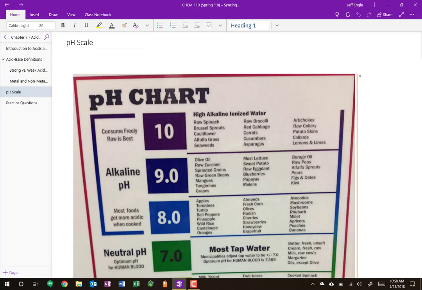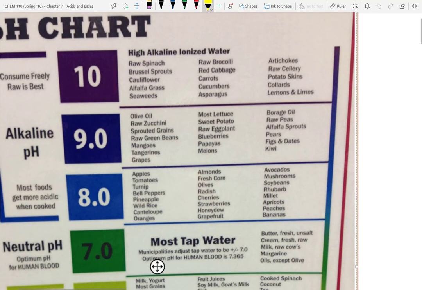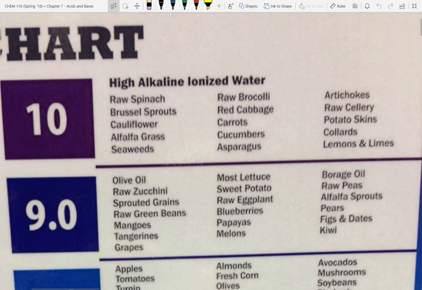And in order to do this, we use the pH scale. We talked about the pH scale in lab a little bit, but I pulled this up just because I thought it was funny. This was from a health food store, and they have a pH chart. Let's take a look at the high pH. Is high pH basic or acidic? Basic. And if you look at this, they said that lemons and limes are astonishingly basic.